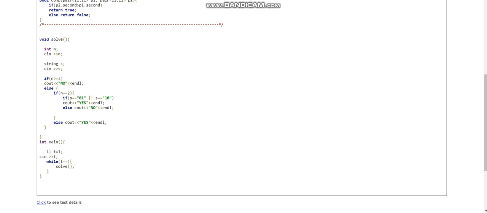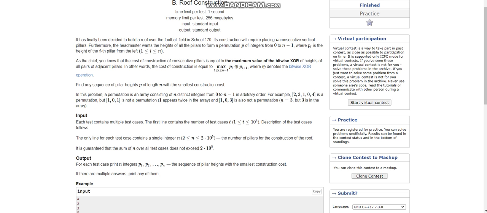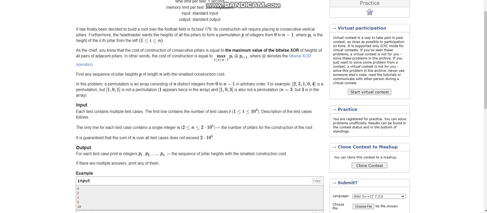Problem B. Okay, fine. I hope you already read the problem from here. If you have not read it, I will tell you the main intention behind the problem. You are given integer n, and you have to tell whether you can rearrange these n integers, which are in the range from 0 to n minus 1, so that the XOR of any two adjacent elements should be minimum.